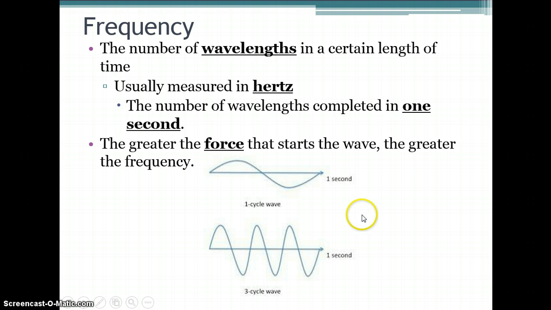Here below, you can see that the wave on the bottom is a 3-cycle wave. This arrow represents 1 second in time in both diagrams, but in the top one, there is only one complete wave, or one complete wavelength, or one cycle. In the bottom diagram, there are 3 waves within 1 second. So not only do we know now that the frequency is higher, but also that the force that started the wave is greater.